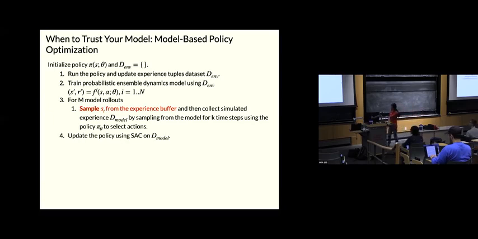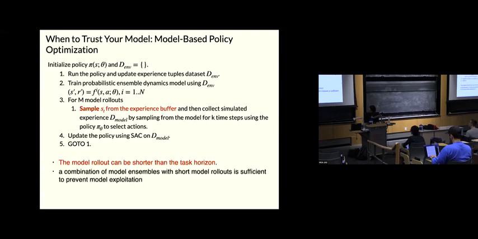Okay, so let's see the pseudocode all together. The model rollout can be shorter than the task horizon. So again, there is a policy here. This is exactly what you were saying. We run the policy, we collect experience. Again, we train an ensemble with supervised learning, and each ensemble member is trained on a different subset of the data. Then for a bunch of model rollouts, you get the state from your experience buffer and then collect simulated experience. And then you use soft actor critic instead of TRPO. You grab your favorite model-free method, then you use your simulated experience on it. Okay, and here is my question for you.